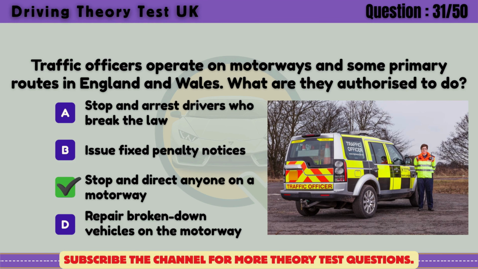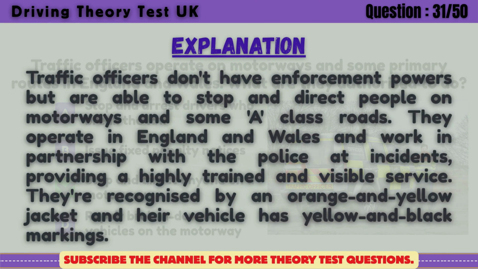Answer is C. Stop and direct anyone on a motorway. Traffic officers don't have enforcement powers but are able to stop and direct people on motorways and some A-class roads. They operate in England and Wales and work in partnership with the police at incidents, providing a highly trained and visible service. They're recognized by an orange and yellow jacket, and their vehicles have yellow and black markings.